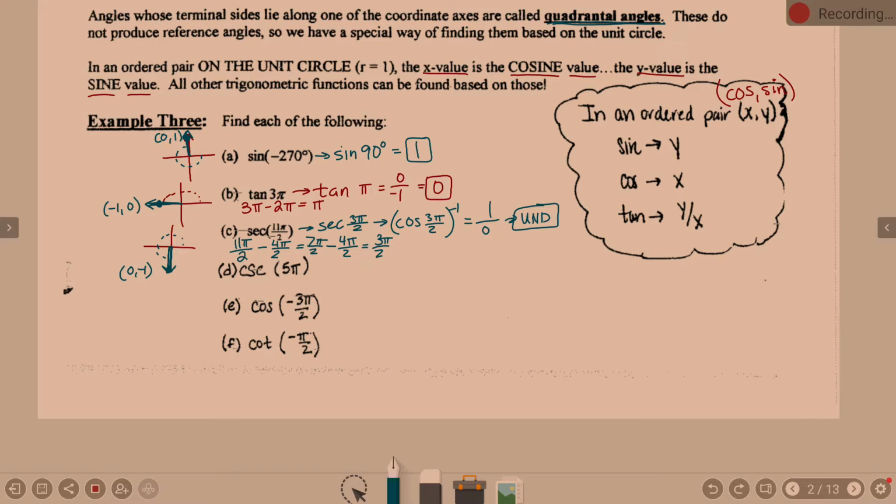Okay, let's see. If I pick one more to get in, we can just go ahead. Let's jump down and do F. So I'm going to have time for about one more, and then I'll have to call it quits. So let's jump down and do F as a class. Cotangent of negative pi over 2. Where is negative pi over 2? You have options here. What are your thoughts?